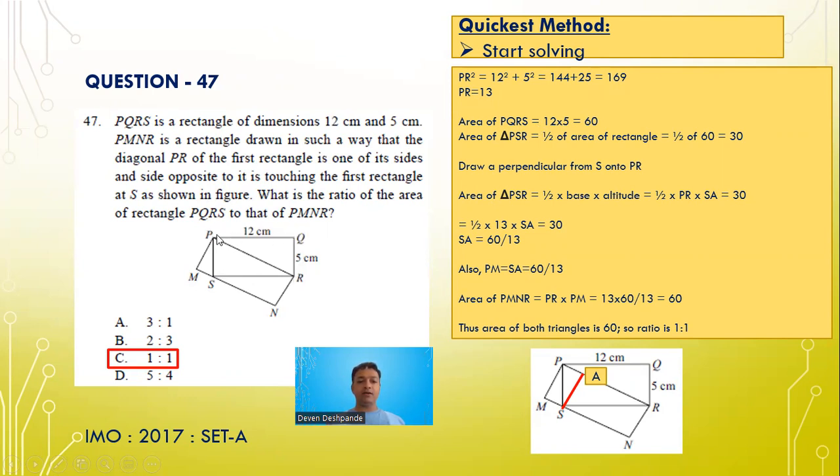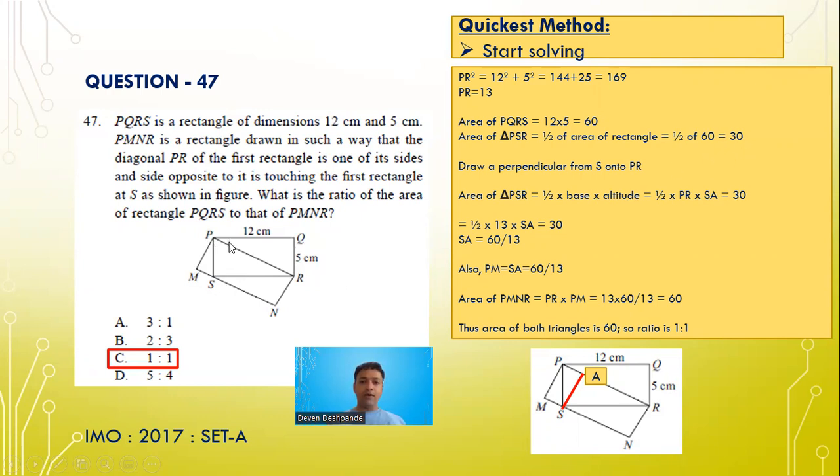Also, area of PQRS is 12 into 5. Length into breadth, the area of the rectangle PQRS is 60. So the area of triangle PSR will be half of the area of the rectangle, so half of 60. Again, you can solve it by half of base into altitude. Base SR is 12, altitude is 5. So half of 12 into 5 is half of 60, which is 30.